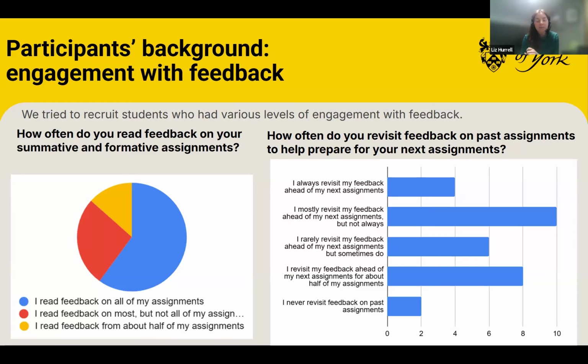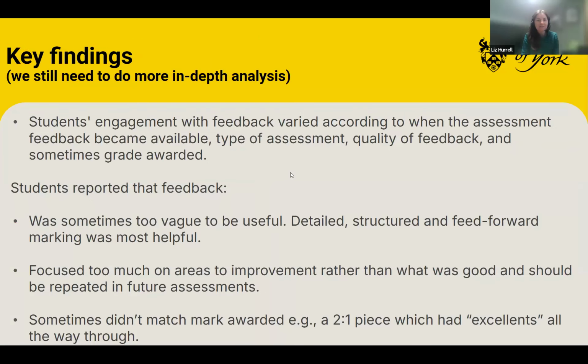engaging with their assignment feedback, to try and make sure that we were not just getting those who are always engaging. So whilst we do have quite a few students who are actively engaging with their assessment feedback, we do also have those represented in our participants who were less engaged with their feedback, not reading feedback from all of their assignments, and also not revisiting their past feedback ahead of their next assignment as well. So I'll hand over to Yaprak, who's going to talk you through the findings.